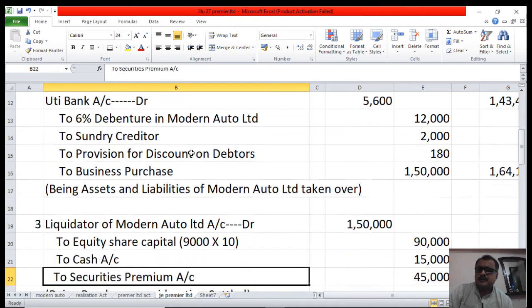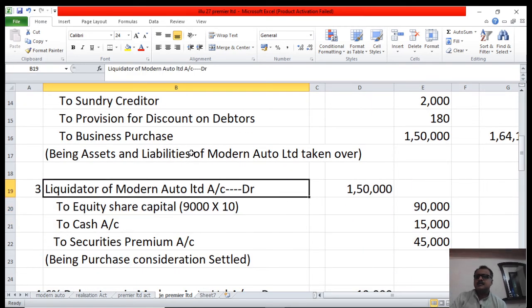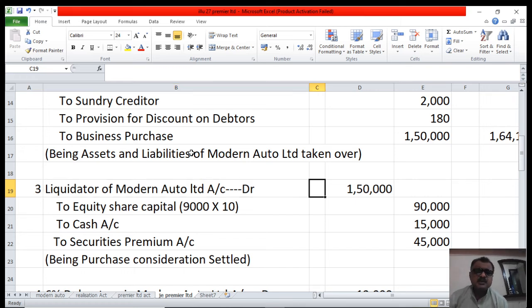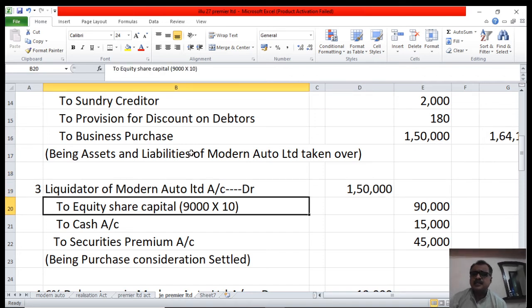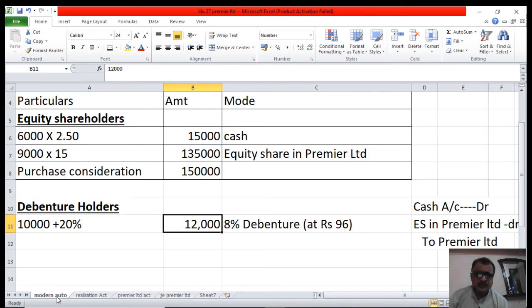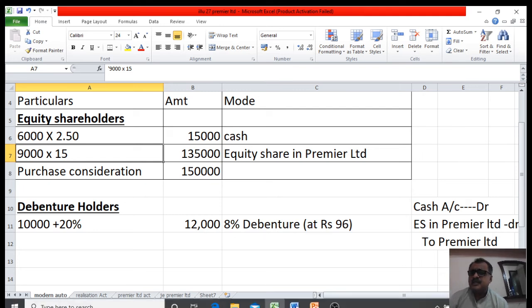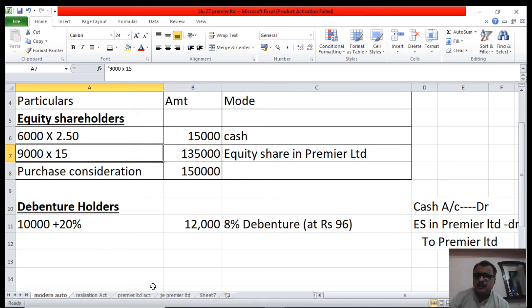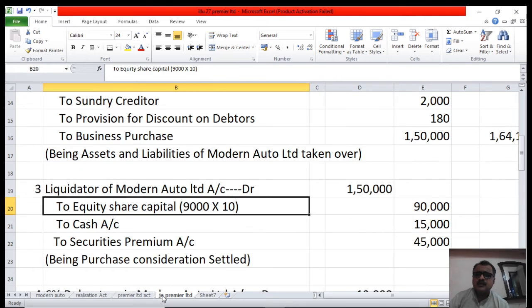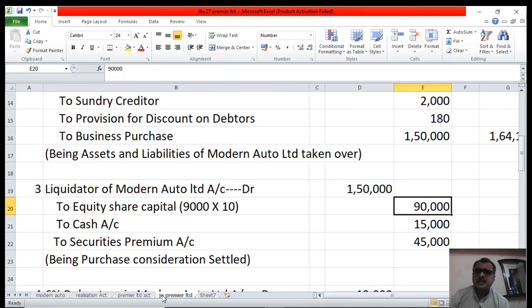Now next we have to make the payment of purchase consideration. The liquidator of Modern Auto Limited will be the receiver. So liquidator of Modern Auto Limited account debit 1,50,000, that is the purchase consideration. Then we have to write to equity share capital. It is 9,000 shares. Now 9,000 multiplied by 15 here, but the face value is 10, and in capital we have to write the face value. So 9,000 into 10 comes to 90,000.